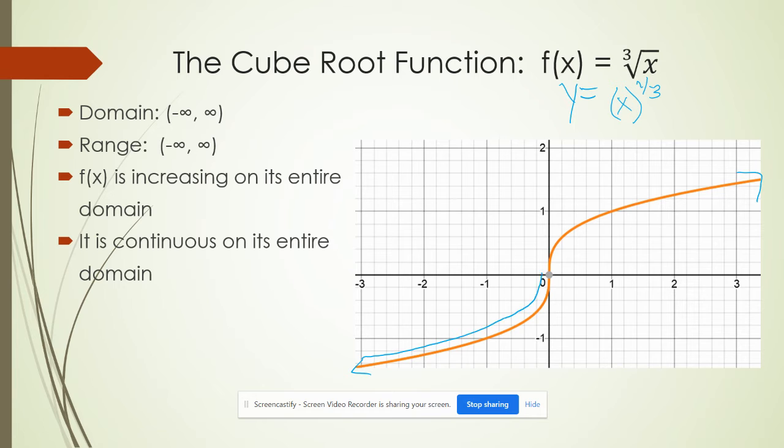As I'm tracing this from left to right, we are increasing the entire time. The amount that we're increasing changes, but it is still increasing the entire time. We are also continuous because as I'm tracing this, I never have to pick up my pencil to be able to trace the graph.